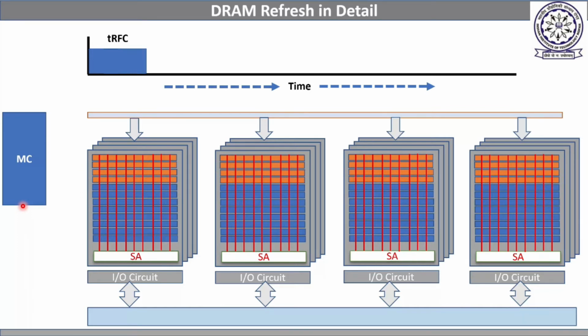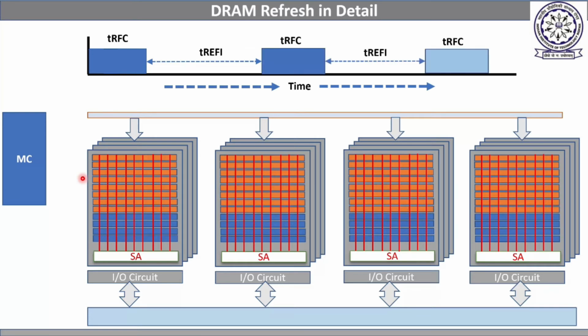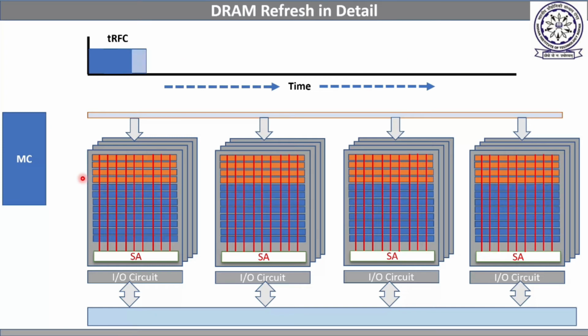So the first refresh command will refresh these 4 rows, and then after a refresh interval time, another refresh command will come, and that refresh command will refresh the next 4 rows. Then again another refresh interval will come, which will refresh the last 4 rows. So there are two things required here. First, at this point, the memory controller should send the next refresh command after a certain amount of time. That is called the refresh interval time.